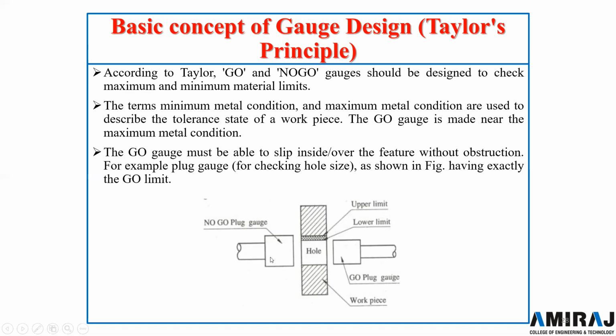Similarly, the opposite is the no go gauge, which is designed for the minimum material condition or minimum material limit, which means it does not pass through the hole for the part to be accepted. If the go gauge passes through the hole, that means the hole is acceptable. And if the no go gauge does not pass through the hole, that means it is acceptable. Otherwise, in the opposite cases, it will be rejected.